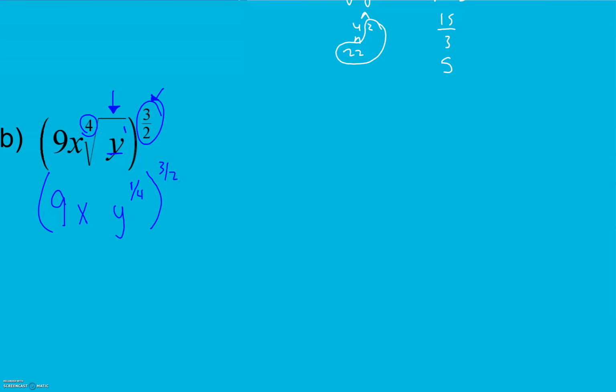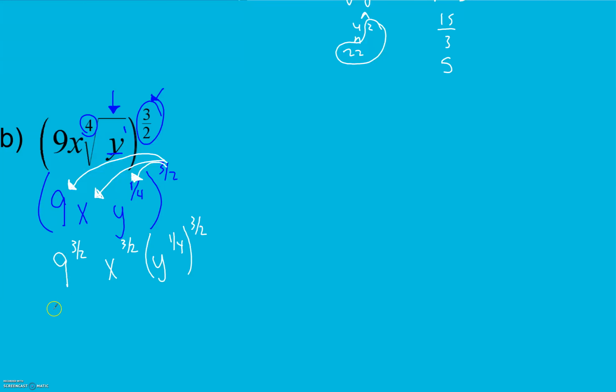Now, I can go ahead, and because everything inside my parentheses is being multiplied, it's just one big factor, or one big term. So each factor can get that exponent. So I have 9 to the 3/2 power, x to the 3/2 power, and y to the 1/4 raised to the 3/2 power.